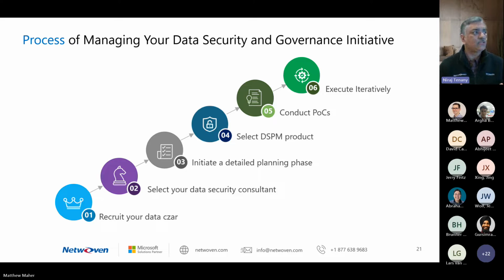The next one is to select a DSPM product. I'm assuming this is a Purview product webinar here, and that a lot of you already have Purview in your licensing scheme. If not, reach out to us or reach out to your Microsoft rep. They will gladly tell you. And if you have that, figure out how you can maximize the use of it. You conduct proofs of concept. It is extremely important to define your use cases in your planning process, do a proof of concept, and then execute iteratively.